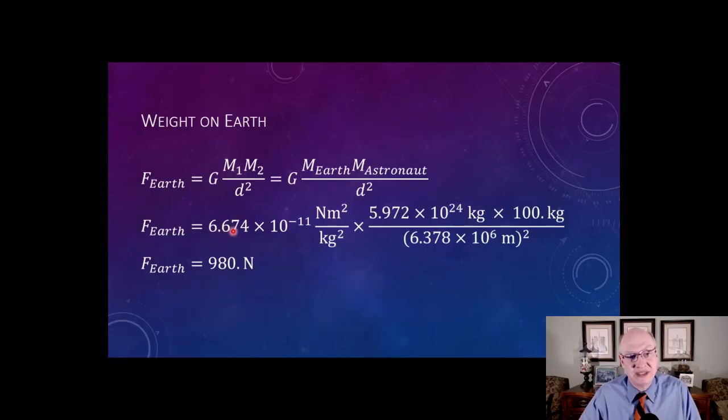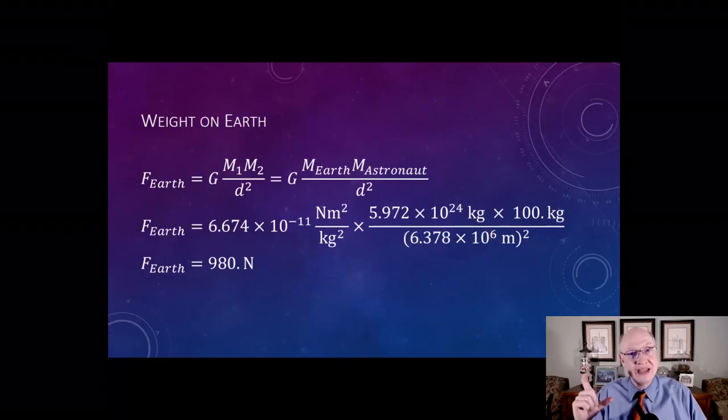G is 6.674 times 10 to the minus 11th. The mass of the Earth is 5.972 times 10 to the 24 kilograms. Again, that's not a number that I expect you to know. You can look it up if you ever need it, or again, on the quizzes or exams, it'll be on the front cover. So that's 5.972 times 10 to the 24 kilograms. We already said that the mass of our astronaut was 100 kilograms, and the distance between them is 6.378 times 10 to the 6th meters squared.